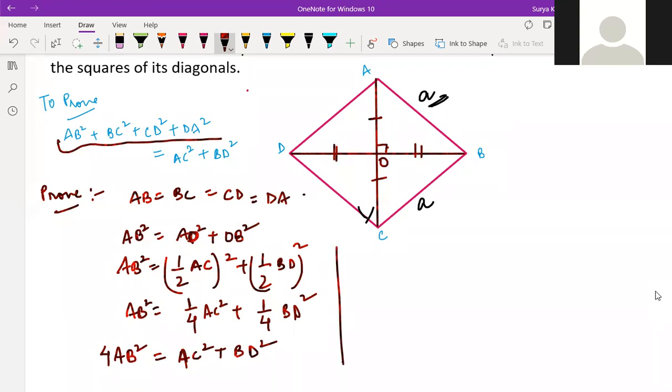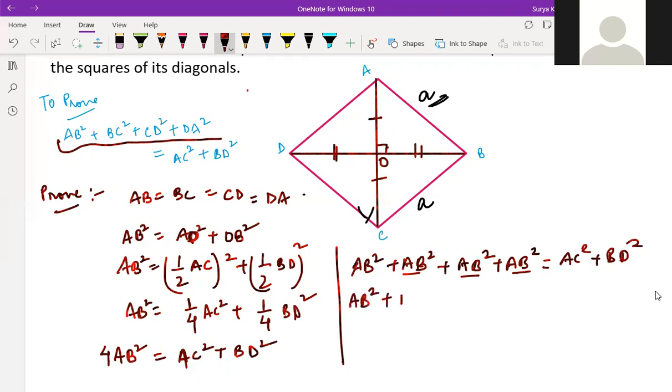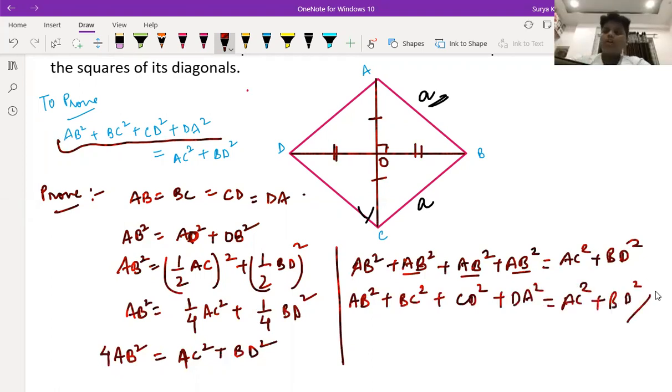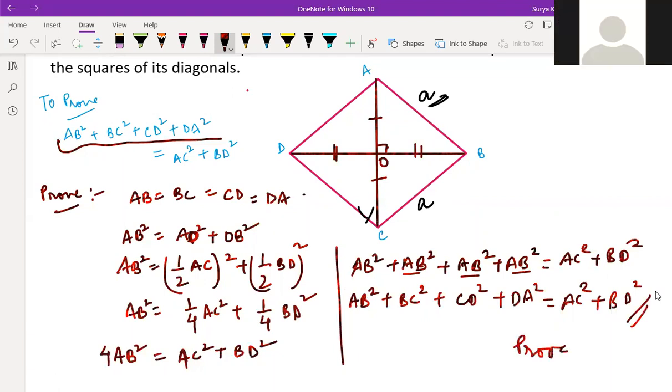See, 4AB square is there, means 4 times AB square, that is AB square plus AB square plus AB square plus AB square, is equal to AC square plus BD square, correct? And AB, BC, CD, DA are all the same only. So instead of AB, what can we write? AB square plus BC square plus CD square plus AD square equal to AC square plus BD square. So that is proved because all AB, BC, CD and DA are equal. Anyone having doubt anywhere in this sum?